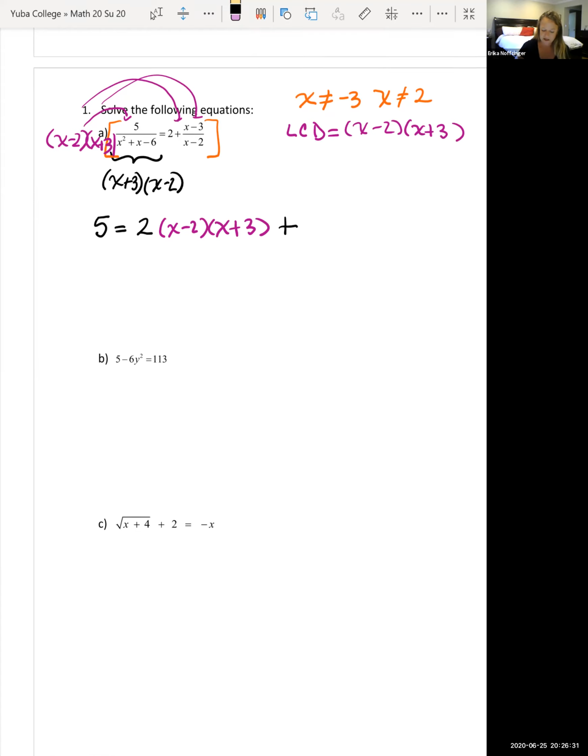Plus, distributing this x - 2, x + 3 to the fraction of x - 3 over x - 2, the x - 2's cancel, and so you're left with the x - 3 from the numerator of that fraction, and the piece that did not cancel, which was the x + 3 factor. Okay, so we want to simplify this. So we want to expand. We have 5 equals. Well, if we distribute this x - 2 times x + 3, I know that's x squared + x - 6.